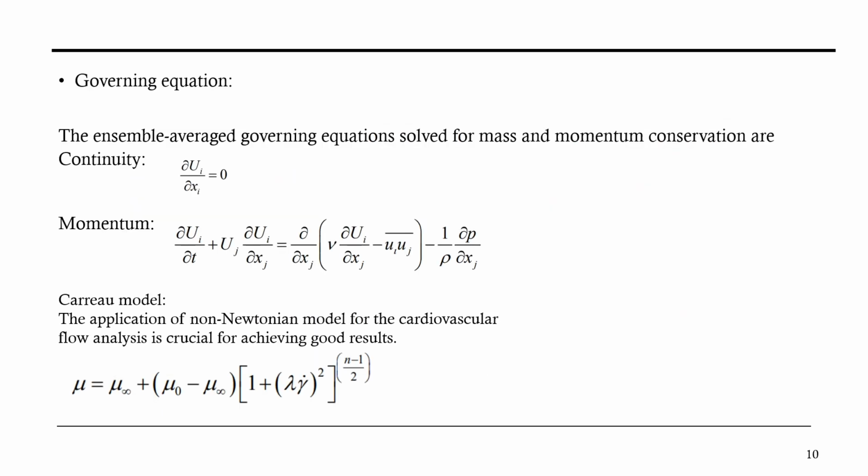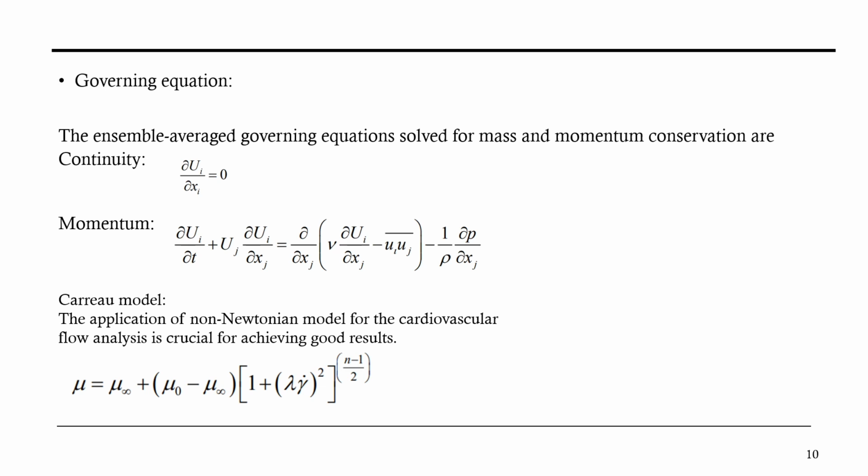The governing equations used in this study are based on the Navier-Stokes equations, which describe the flow of blood through coronary arteries. The continuity equation ensures mass conservation, which means the amount of blood entering and leaving a section of the artery remains balanced, and the momentum equation, which is derived from Newton's second law, describes how blood moves through the arteries, accounting for factors like velocity, pressure, and viscosity.